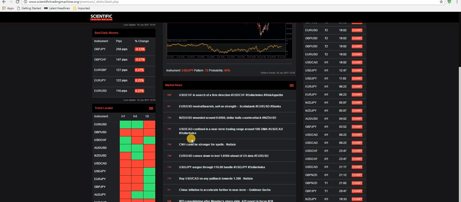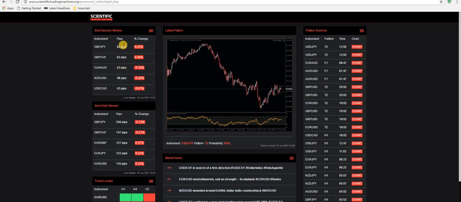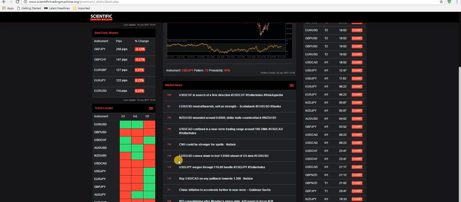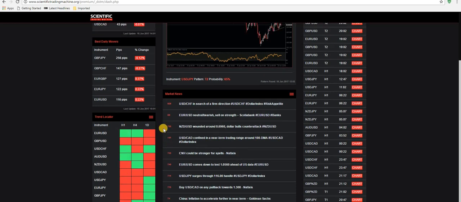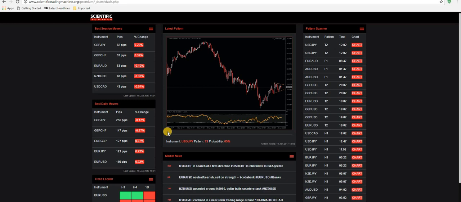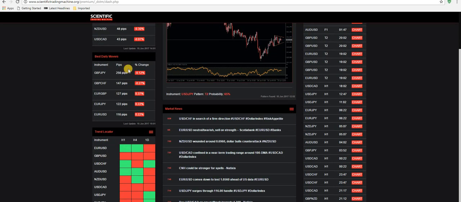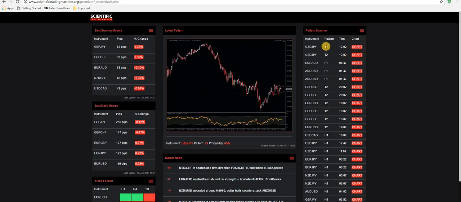Next thing he would do is check the trend locator, and he'd see which of these is actually in a strong trend. Those would be the currencies that he would focus on. Next thing he'd do is check the patterns. Those currency pairs that he has listed over here, and that happen to be in a strong trend in one direction or the other, he would check over here to see if there's a pattern forming.